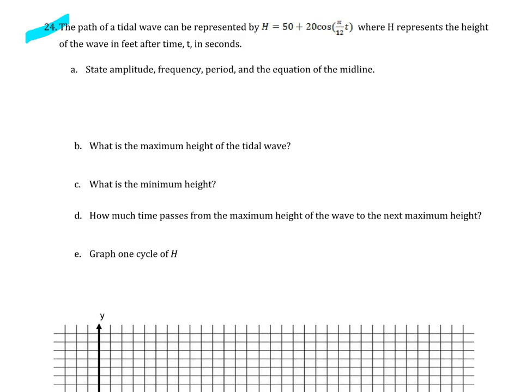All right, last couple of problems in here. I've got a tidal wave that can be modeled by the following function, where h is the height of the wave and t is time in seconds. The amplitude, be careful not to say 50. The 50 was put in the front here. Amplitude's always the coefficient on the function itself. So our amplitude is 20. Frequency in the problem is pi over 12.